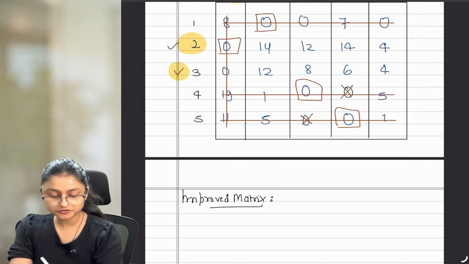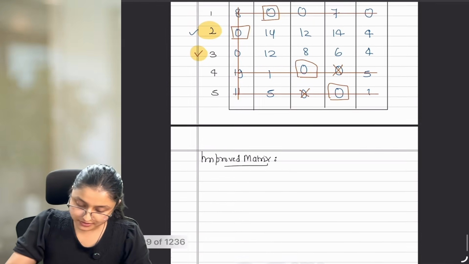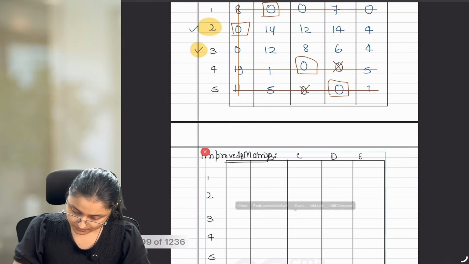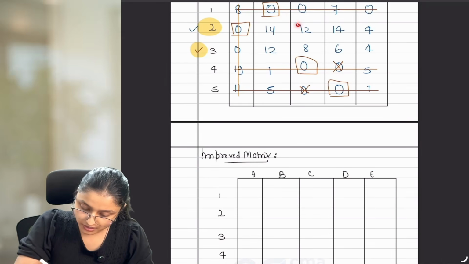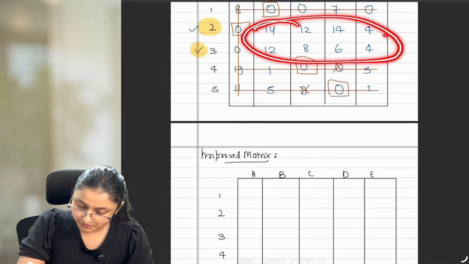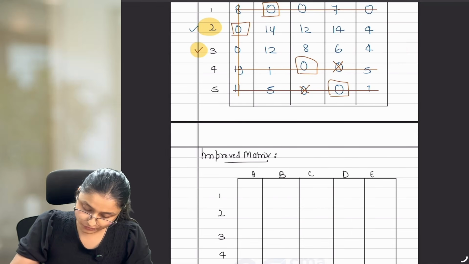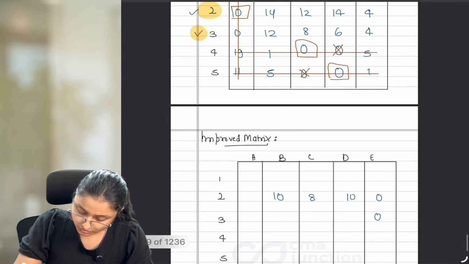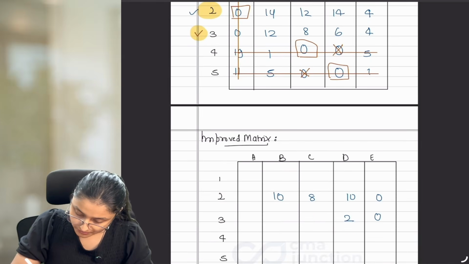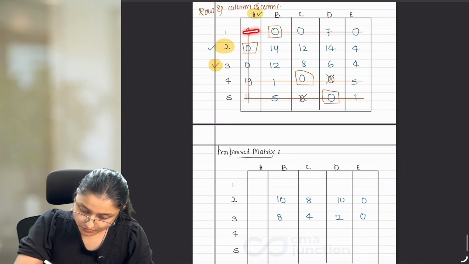For making the improved matrix, what do we have to do? We have to take this table again, and now in this table, for improvement, you have to take uncovered cells. Out of these uncovered cells, what is the lowest value? 4. So reduce this 4 from all the uncovered cells. 14 minus 4 is 10. 12 minus 4 is 8. 14 minus 4 is 10. 4 minus 4 is 0. 4 minus 4 is 0. 6 minus 4, 2. 8 minus 4, 4. 12 minus 4, 8.